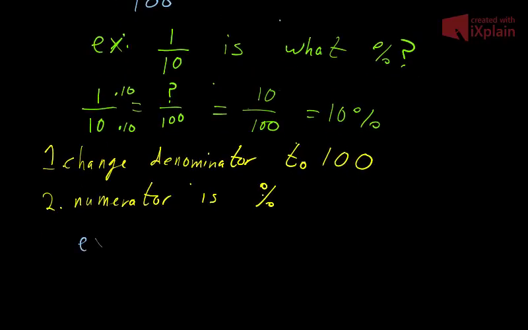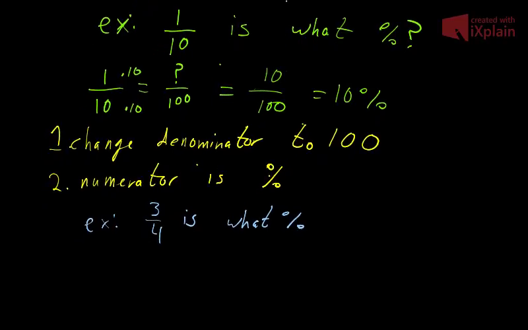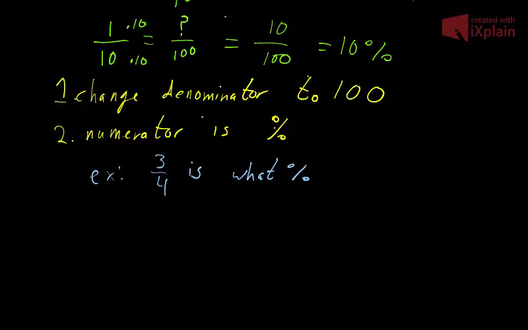So my example here is going to be 3 out of 4 is what percentage? So that shouldn't be too bad. All I'm going to have to do is take my 3 out of 4 and say it has to equal something out of 100, because I have to make sure I change my denominator to 100. To get from 4 to 100, I'm going to multiply by 25. If I do that to the bottom, I got to do it to the top too.